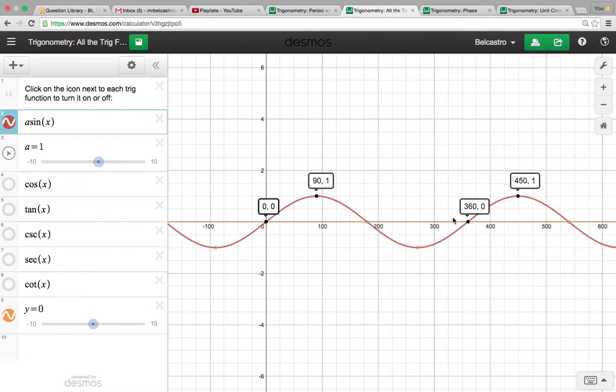So you can see here where you can measure from any of the same spots, and it's always going to be 360 degrees. That's how long the original period of one of these functions would be. Okay, so that's for the sine wave.